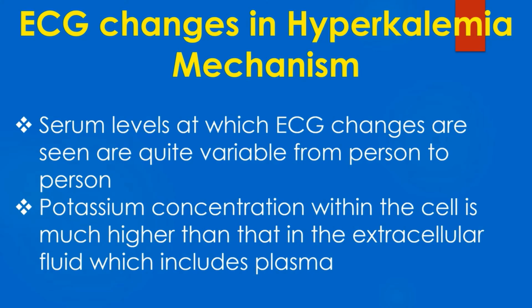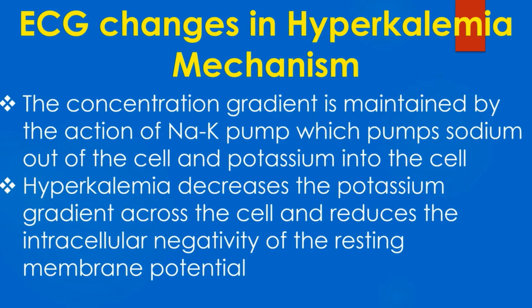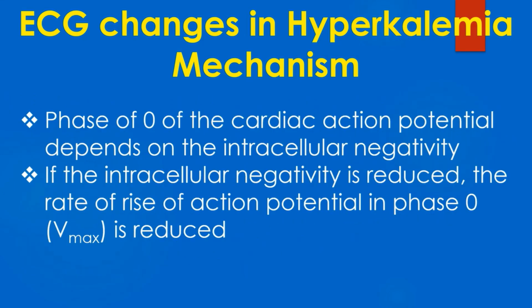Potassium concentration within the cell is much higher than that in the extracellular fluid, which includes plasma. The concentration gradient is maintained by the action of the sodium-potassium pump, which pumps sodium out of the cell and potassium into the cell. Hyperkalemia decreases the potassium gradient across the cell and reduces the intracellular negativity of the resting membrane potential. Phase 0 of the cardiac action potential depends on the intracellular negativity.